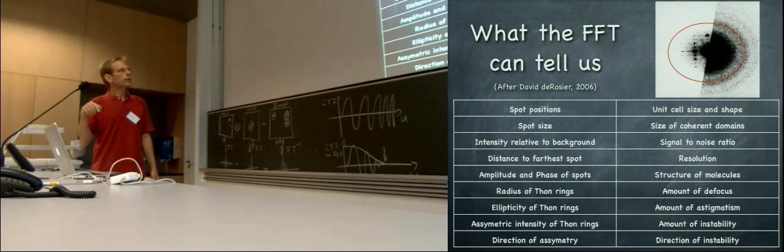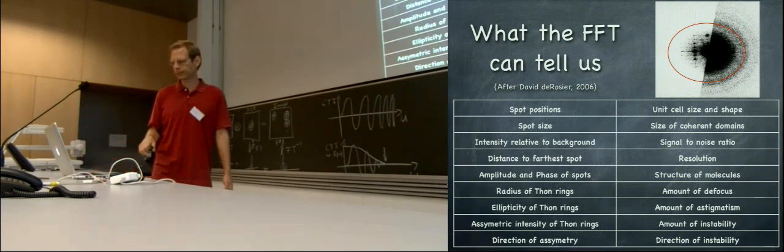Then we have these Thon rings. The radius of the Thon rings is dependent on the defocus. So if you fit these Thon rings, then you find out how much defocus you had in your microscope. If the Thon rings are elliptic, then you have astigmatism. If you have absences somewhere, so you see Thon rings here, but you see nothing here, then you know you had some drift or vibration or so in the microscope. Yeah? We had that also yesterday.